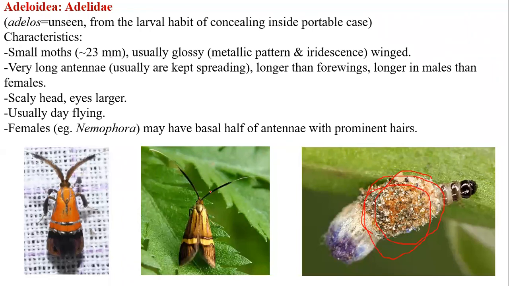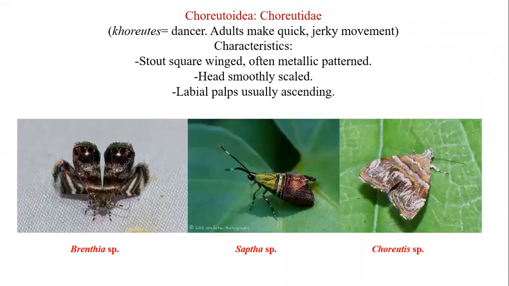You are seeing here that their antennae are very long, and in case of males, the antennae are larger than the females, and they have some other characteristics as well, like their head is scaly and their eyes are larger. I will show you in my next slide. And they are usually day flying, and some species of this family, the female members of which may have the basal hub of antennae with prominent hairs. You are seeing here a female moth which has antennae showing that the basal part of the antennae is hairy. You are seeing here.